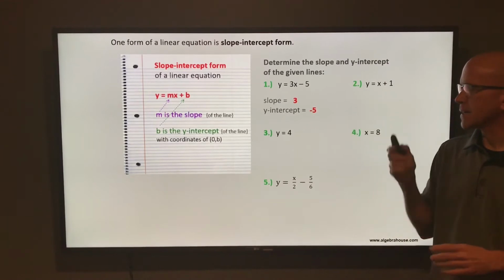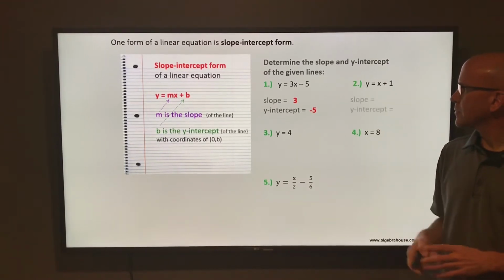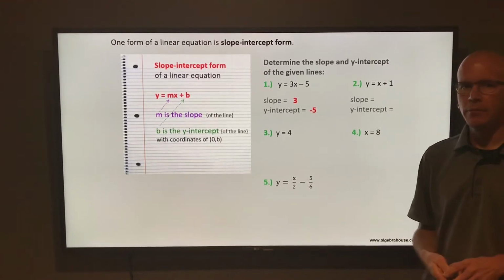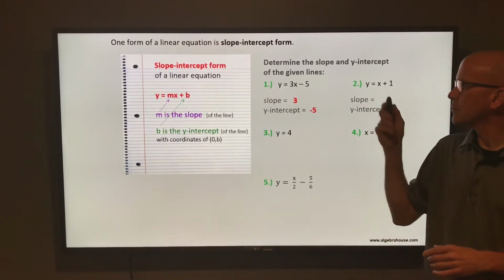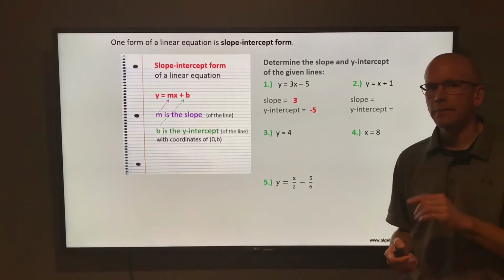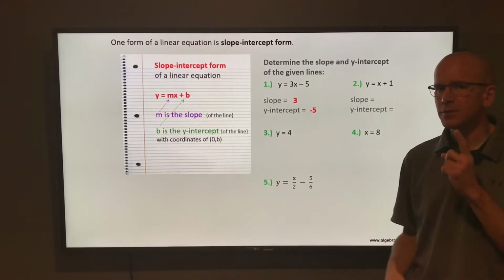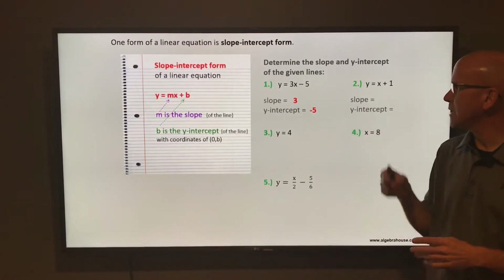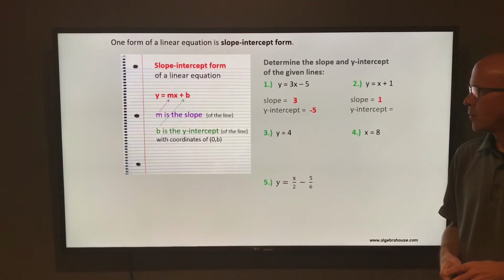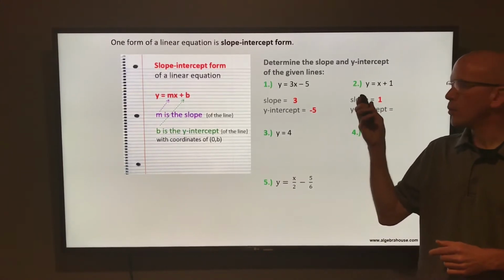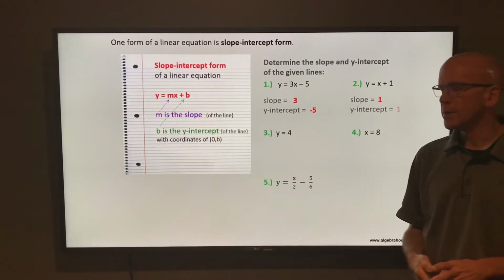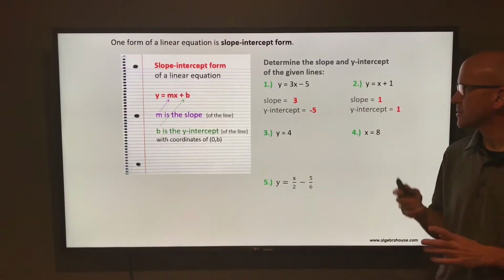Next one, y equals x plus 1. Now to pick out the slope here, you're going to say, well, there is no number in front of the x. Well, there is. It's just not showing. If there is no number showing in front of the x, it's 1. If there's an x there, there's still 1x there. So you could think of being a 1 in front of that. That's the slope of the line. And then the y-intercept, that's the constant term, the number without a variable. In this case, that's also 1. So in this one, the slope is 1 and the y-intercept is 1.